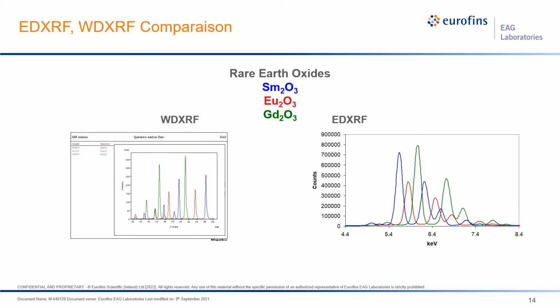Another good example of this would be at low levels of aluminum and silicon, or vice versa. These are very difficult with EDXRF due to strong overlap between the two signals based on their similar energies.